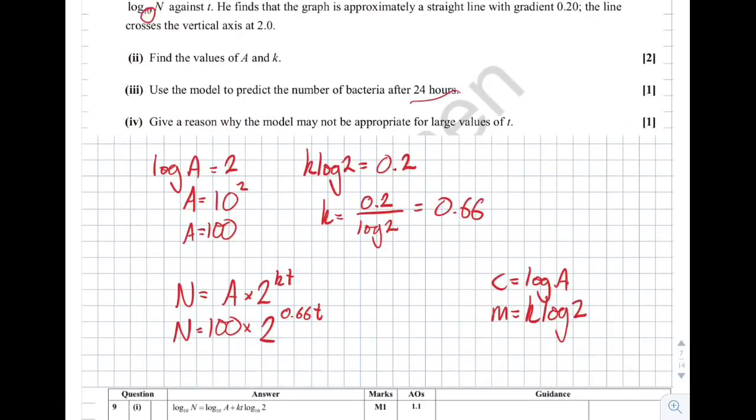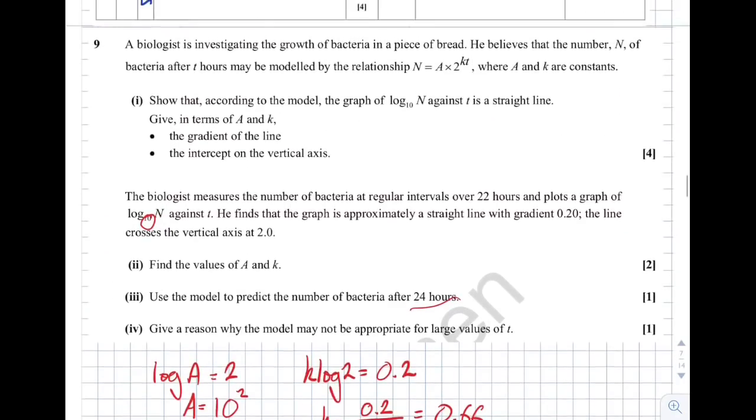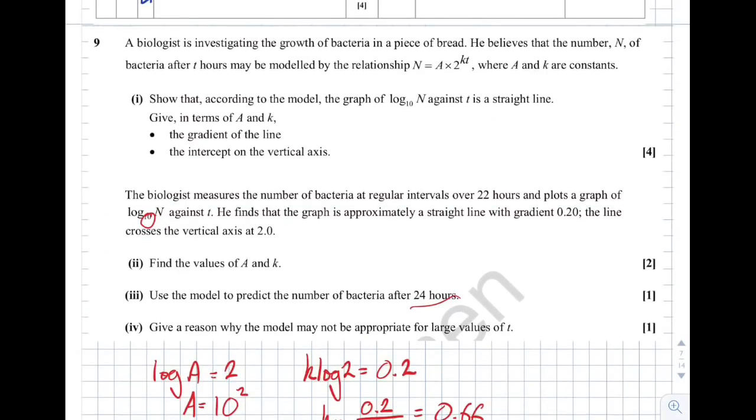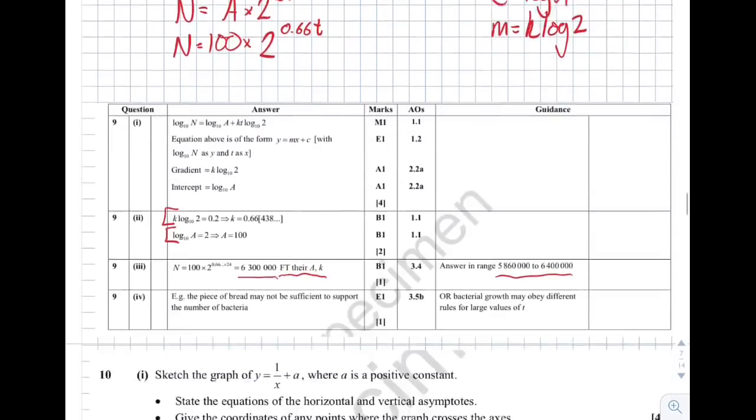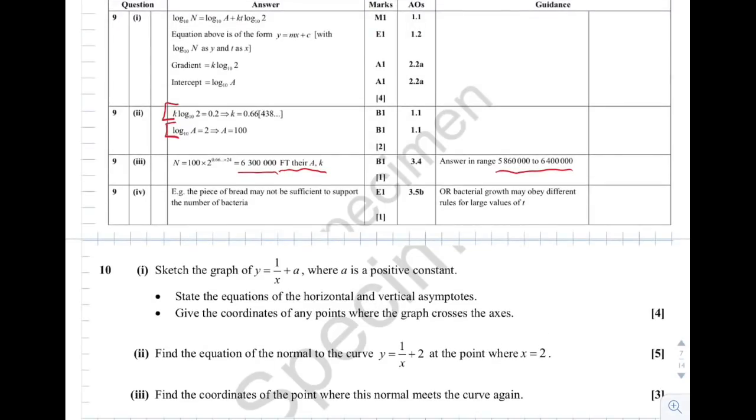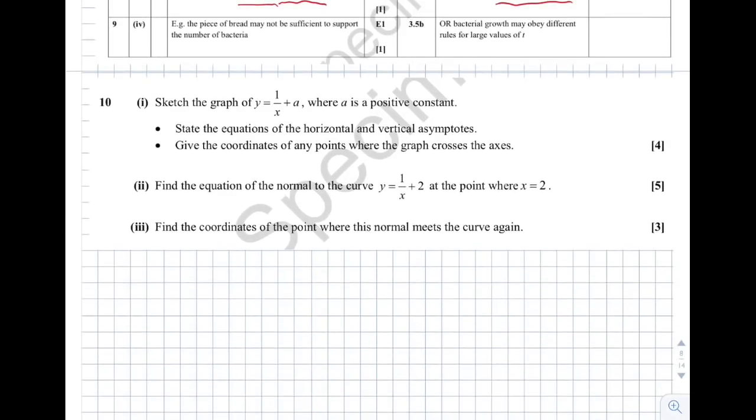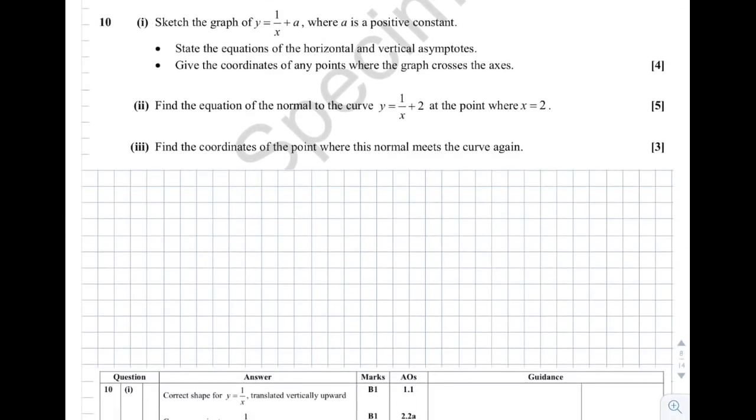So final one, give a reason why the model may not be appropriate for large values of T. Well, if we look at the situation, it's bacteria growing on a piece of bread, and you'd assume the bread has limits. It's not an infinite piece of bread going off forever. So the piece of bread may not be sufficient to support the number of bacteria, or bacterial growth may obey different rules for large values of T. So they don't really want anything too biological there.